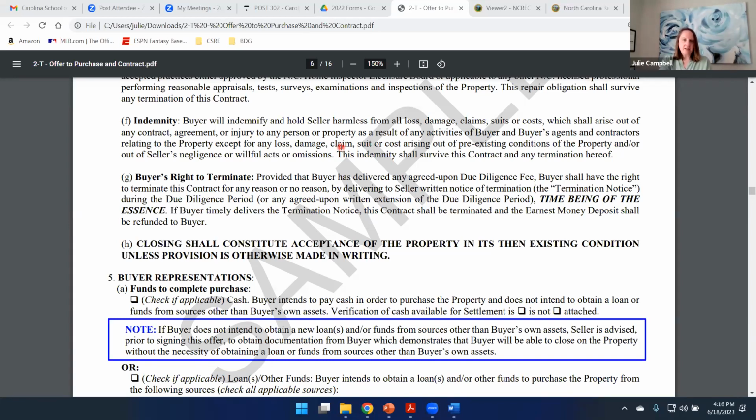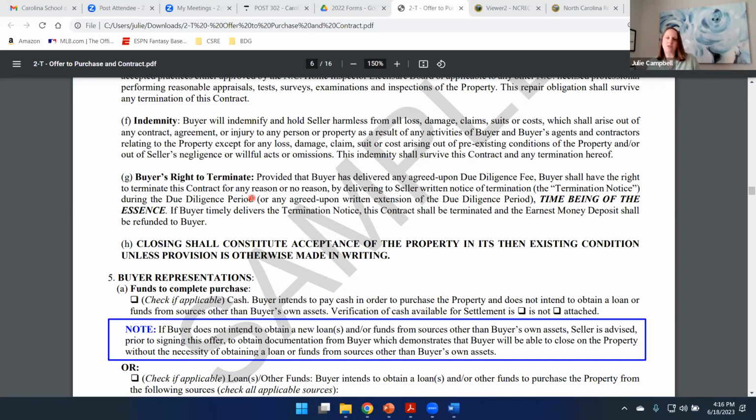Buyer's right to terminate. Provided that buyer has delivered any agreed upon due diligence fee, buyer shall have the right to terminate this contract. Here it is again, for any reason or no reason. All they have to do is deliver written notice of termination to the seller during the due diligence period, time being of the essence. If the buyer timely delivers the termination notice, this contract shall be terminated and the earnest money deposit shall be refunded to the buyer.